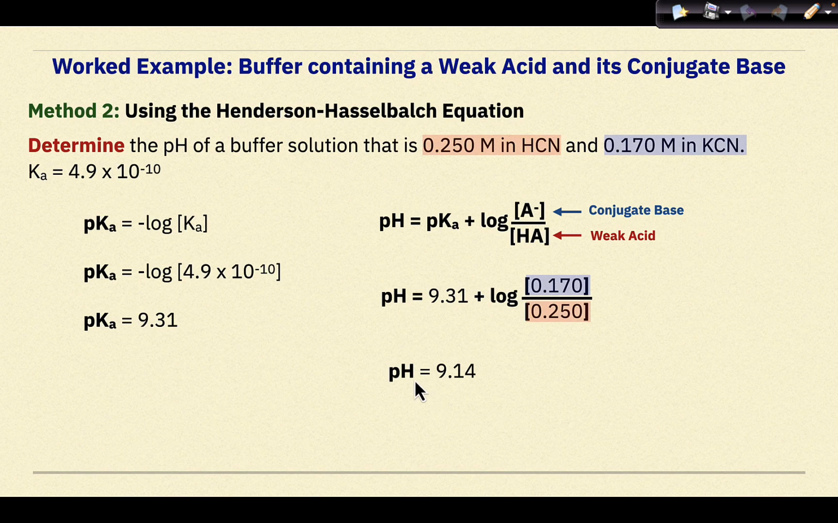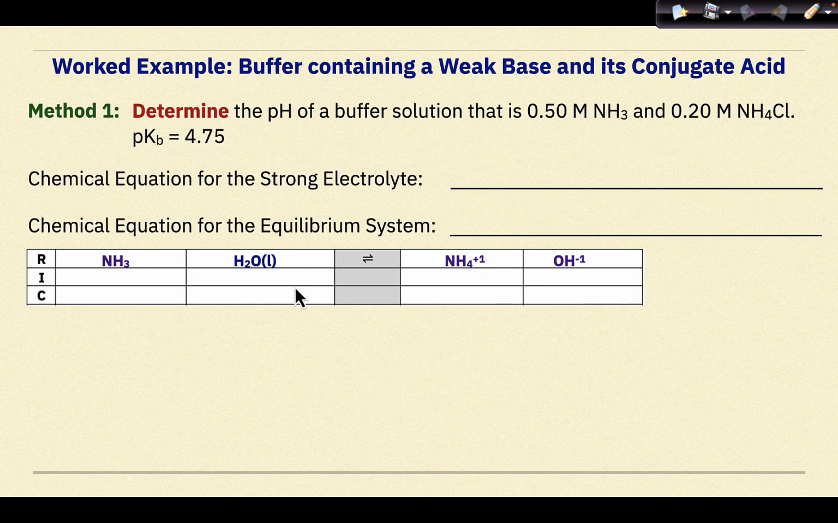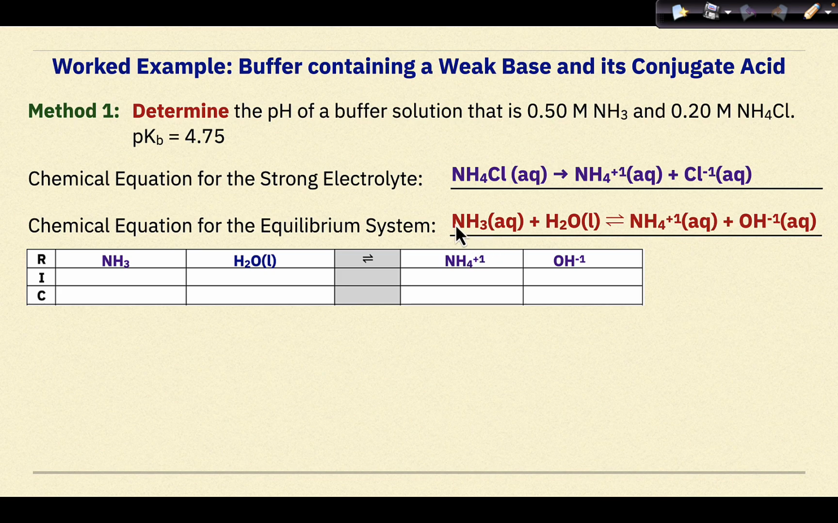Let's do another example. We'll start again with using a Rice table. Determine the pH of the buffer solution that is 0.50 molar NH3 and 0.20 molar NH4Cl. The pKb value is 4.75. We'll start by writing the equation for the strong electrolyte. NH4Cl dissociates into NH4+ and Cl-. The chemical equation for the equilibrium system is NH3 plus H2O yields NH4+ and OH-.